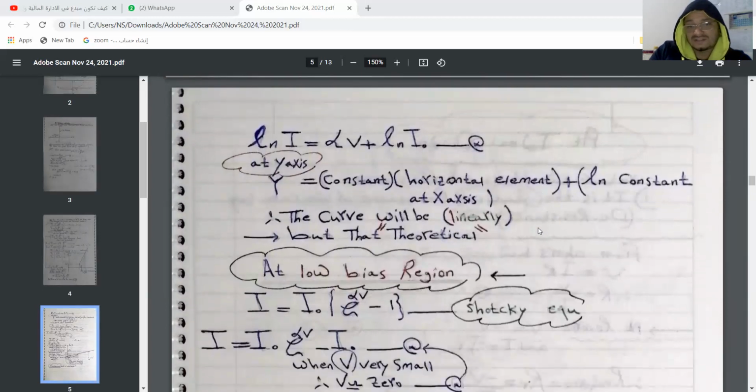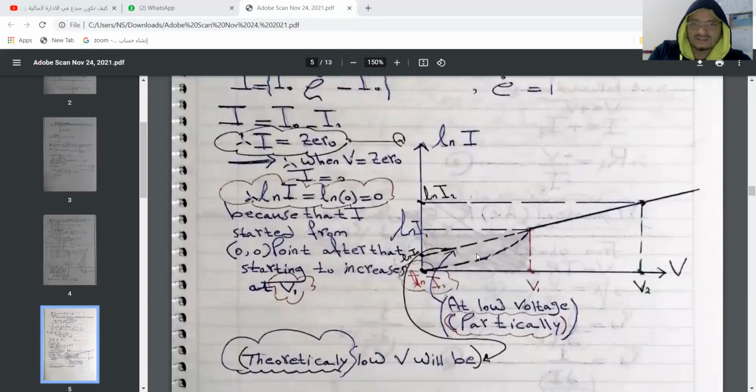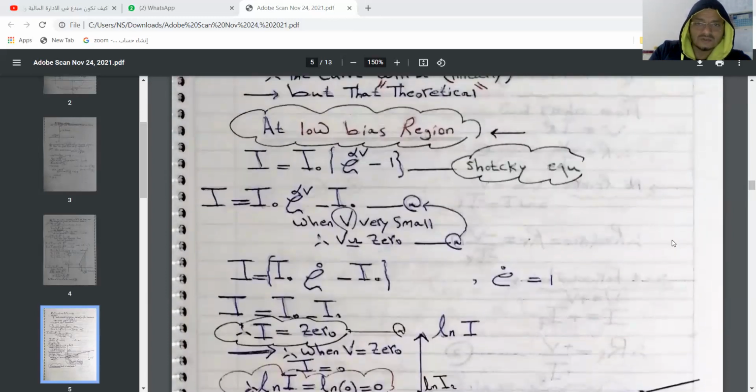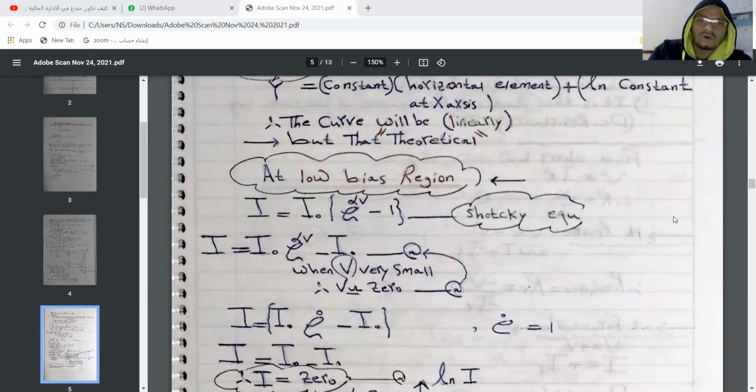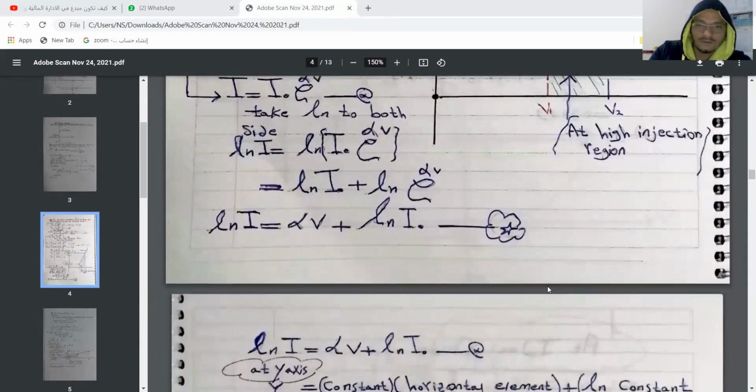The curve will be linear, but theoretically, I will explain that by using the diagram like that. Let me take a few seconds to explain that. Now let's work on low bias region. At first, we was talking about high bias region here, or middle injection, because high injection will start after V2. The low injection will start from 0 until V1.